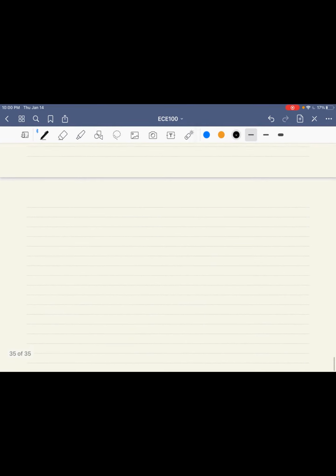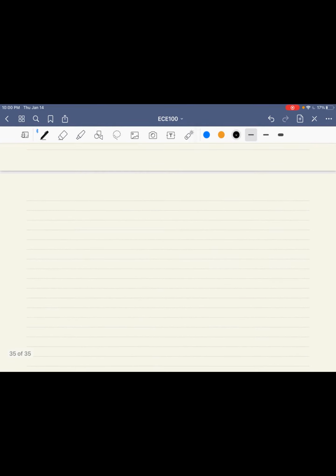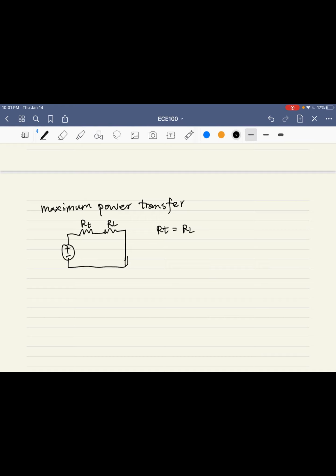And one last thing is an extension for the maximum power transfer. In the lecture, we computed the equivalent circuits with a load. And our conclusion is that when RT equals RL, PL is maximized, right? But the thing we need to be careful about is that even when it is reaching its highest value, we can see that half of the value is wasted on RT.